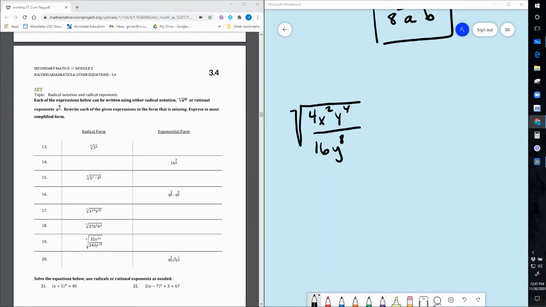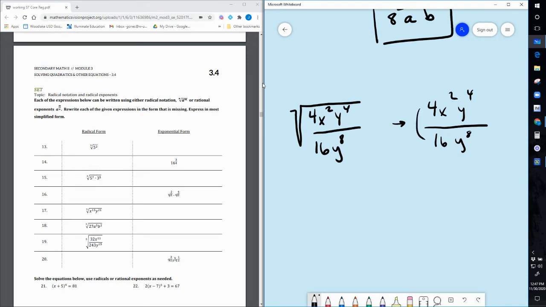All right, so now that I got this written out, we have to use two different methods. We have to use rules of exponents, and then we also have to simplify radicals and turn it into exponential form. So forget about the radical for a second. What if it just said 4x squared y to the fourth over 16 y to the 8th? Rules of exponents says that we could actually subtract our exponents if we have the same base.